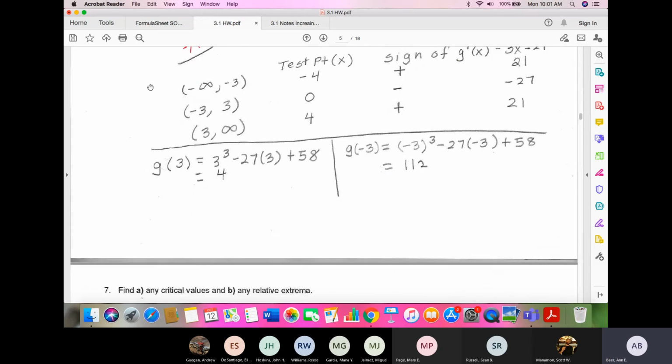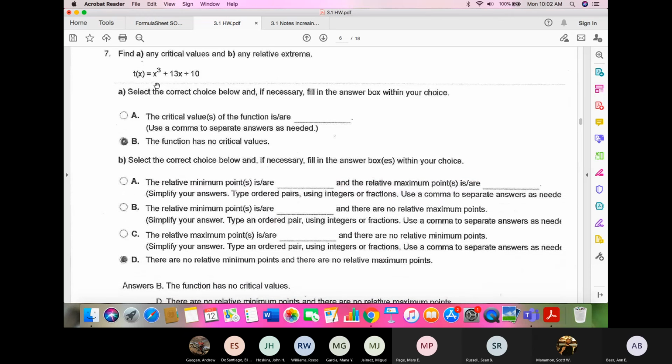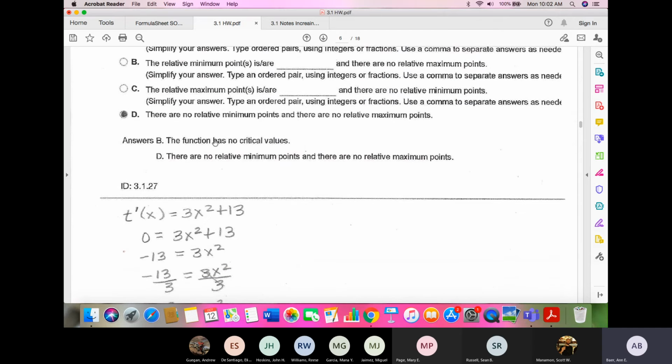Let's take a look at number 7 here. So here is our function, f of x equals x cubed plus 13x plus 10. So we want to find, it's actually t of x, sorry. It's t of x equals x cubed plus 13x plus 10. We want to find the derivative. 3 comes down, we get 3x. 3 minus 1 is 2, 3x squared plus 13. And that's it, 3x squared plus 13.